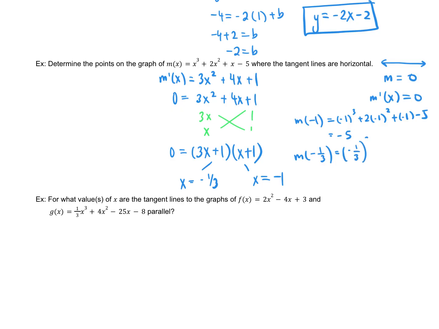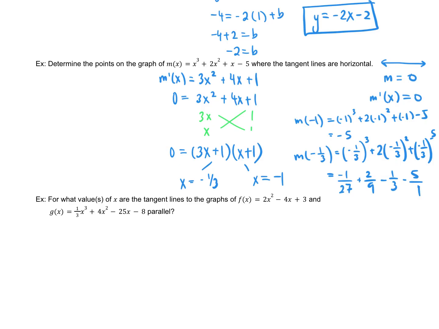Gonna do the same thing. And if I want to keep this in exact form, I'm not going to go to my calculator. I'm going to use my fraction knowledge here. So negative 1/3 to the power of 3 is negative 1 over 27. Remember that exponent is just applying to top and bottom. Plus negative 1/3 to the power of 2 is 1 over 9 times 2 is 2 over 9, minus 1/3 minus, I'm just going to write 5 over 1.